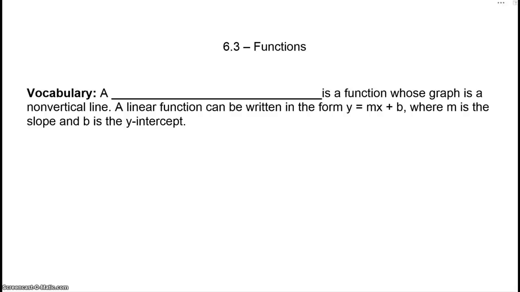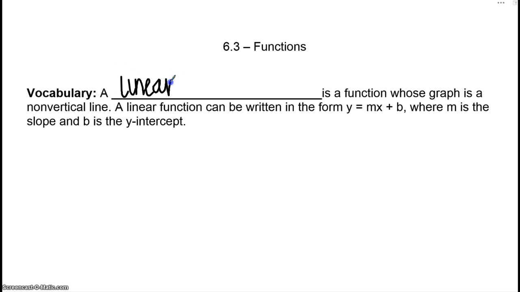All right, 6.3 has to do with functions, and I know we've been talking about a lot of different representations of functions. We've talked about representing them with words, with equations, with input-output tables, mapping diagrams, and also graphs. But today we're just going to focus on what a function actually is. More specifically, we're going to talk about linear functions.